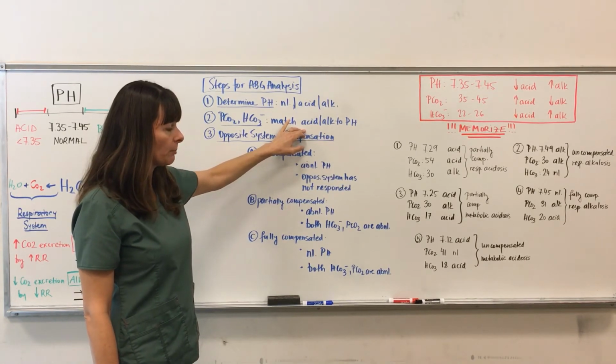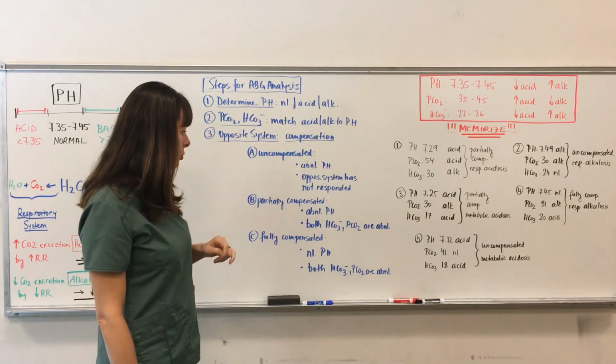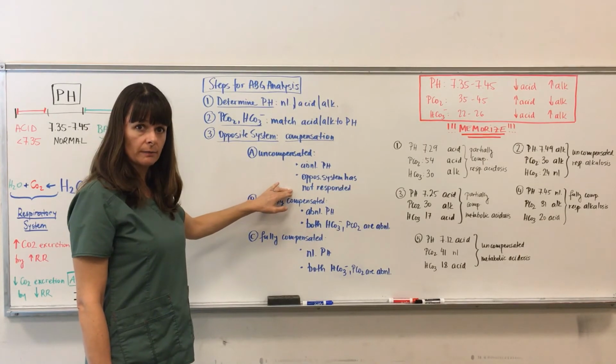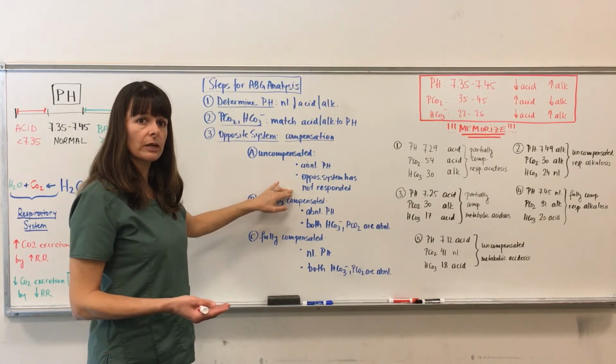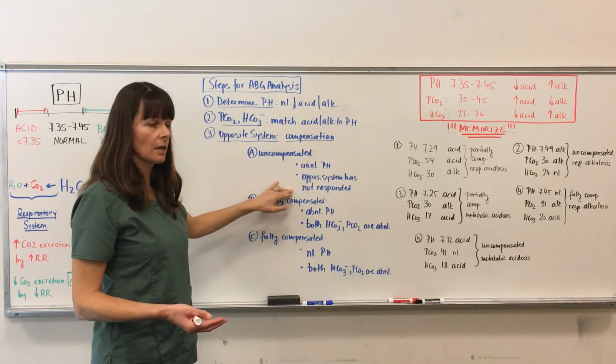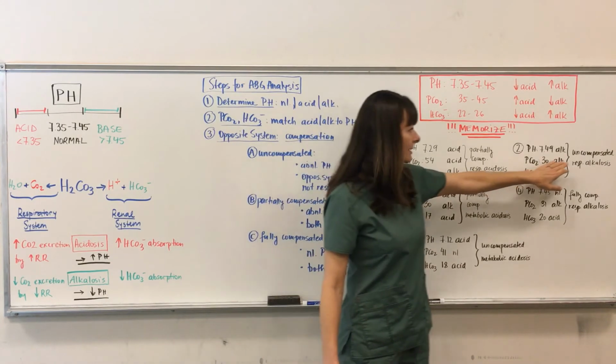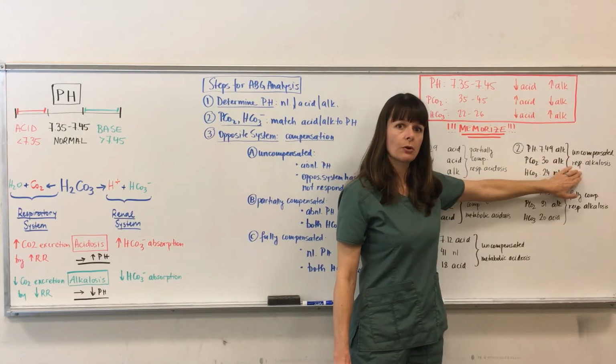And now the bicarbonate is normal, so the opposite system has not responded. So basically, the renal system has done nothing to help us increase or decrease this pH. Therefore, it is an uncompensated respiratory alkalosis.